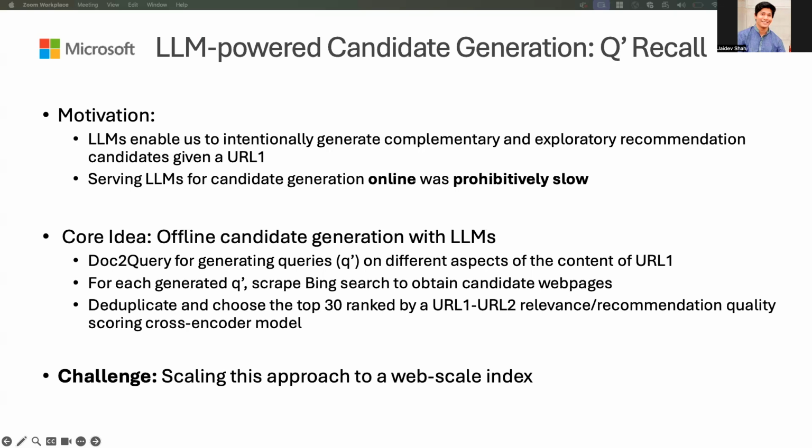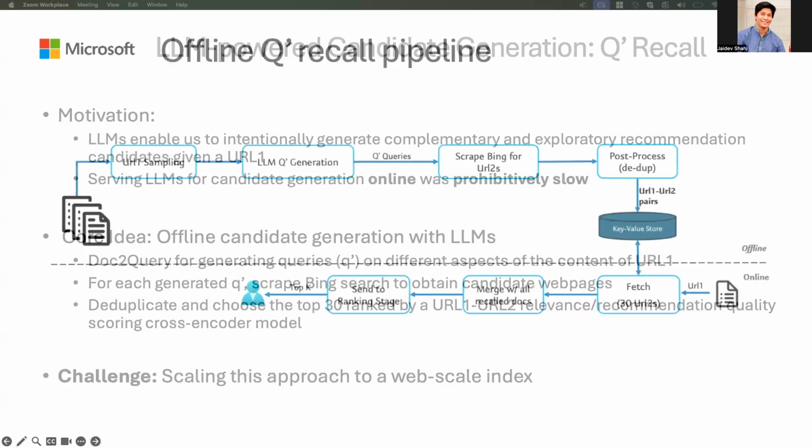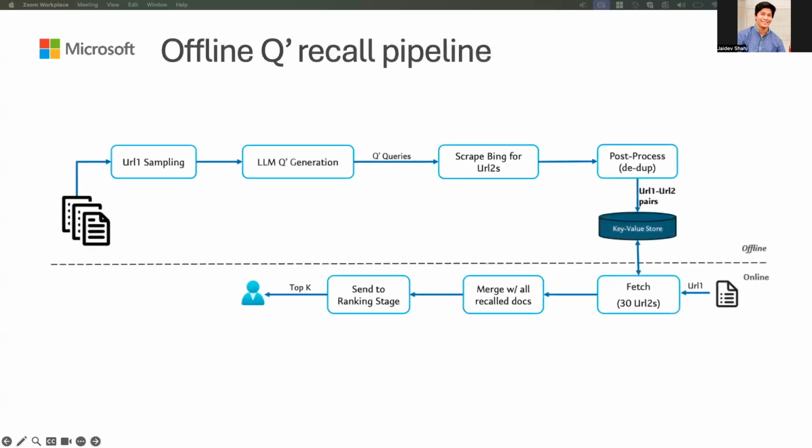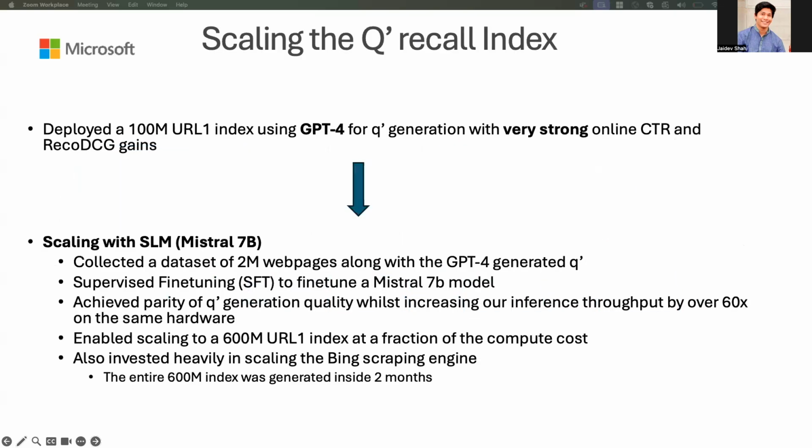For each of the Q primes, we then scrape Bing search to obtain candidate web pages. We then deduplicate across the retrieved candidate web pages and choose the top 30 ranked by a relevance ranker, which is just a cross-encoder model that we've developed. But the challenge here is, whilst this pipeline may support a certain index size, we need really fast offline Q prime generation in order to scale to web scale. So here's a diagram that explains what I've just described, but I'll now talk about the scaling.